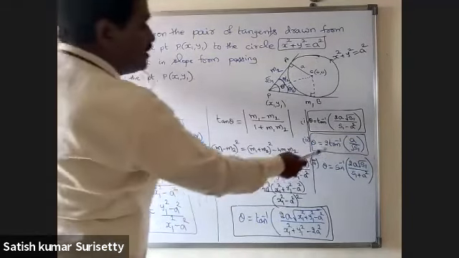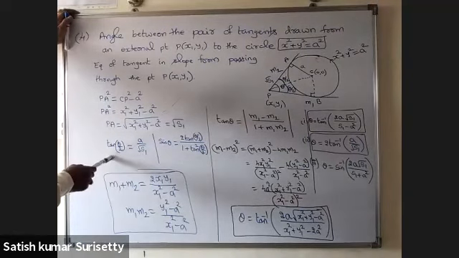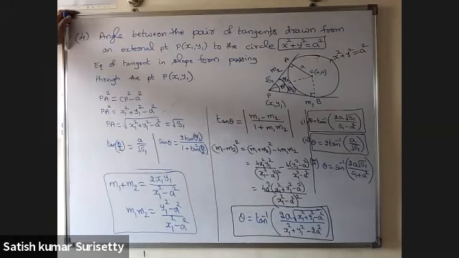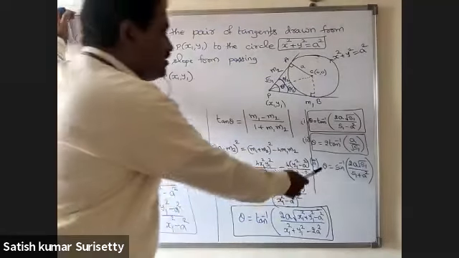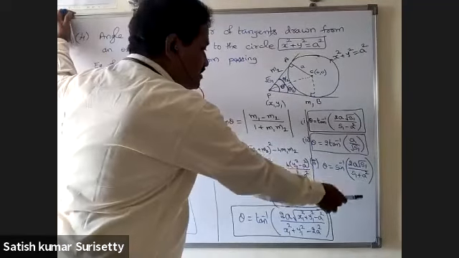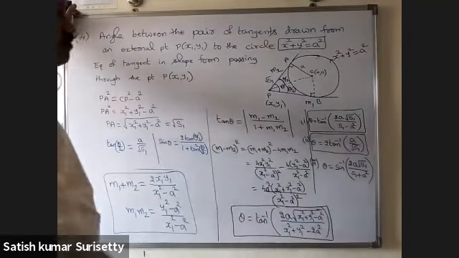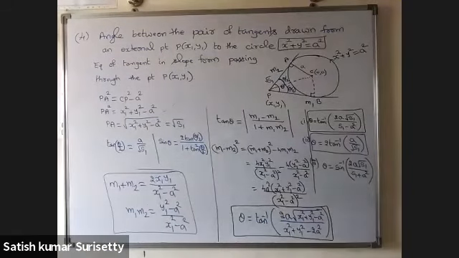You can even have a formula in terms of sin inverse also. How to derive that: write sin theta in terms of tan theta by 2, which is 2 tan of theta by 2 upon (1 plus tan square theta by 2). Now substitute and simplify. Then theta equal to sin inverse of 2a root of S1 upon (S1 plus a square). So depending on the problem, you can apply the first formula, the second formula or the third formula to find the angle between the pair of tangents drawn from an external point to a circle.